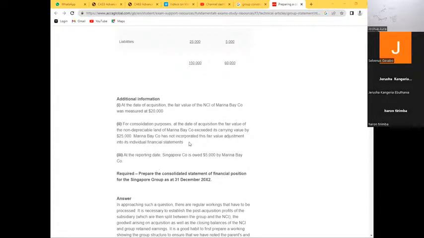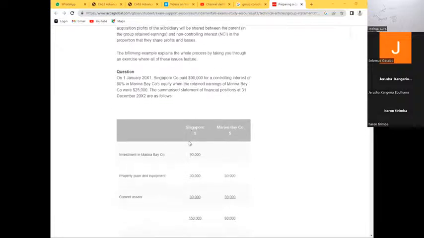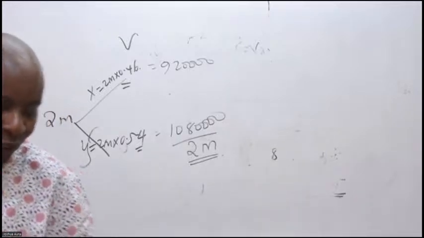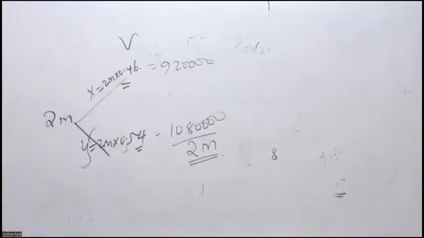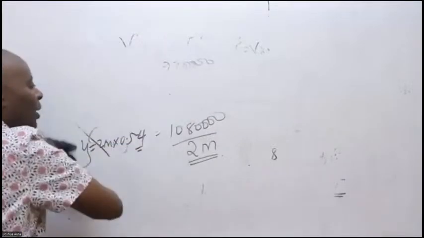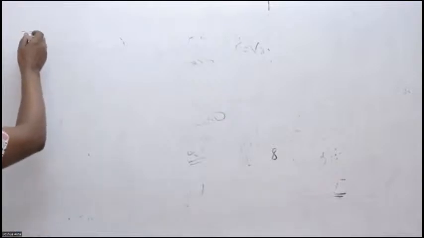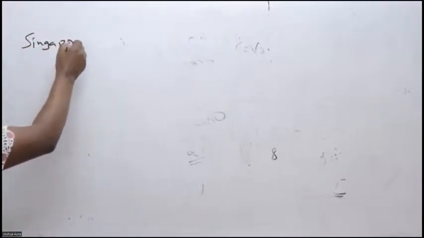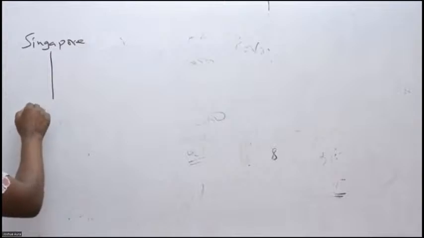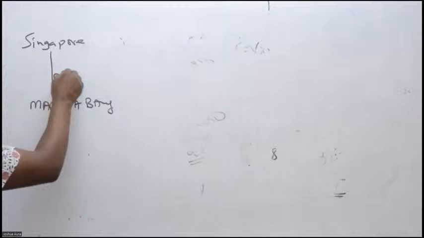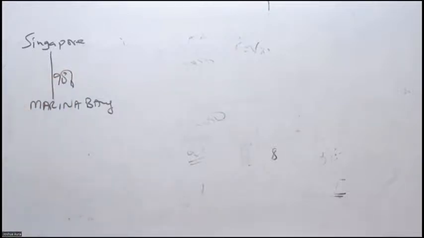If I'm given this kind of question, if it's a group question, where do I start from? Ladies and gentlemen, what I will do is come straight away and mark my group structure. I have a company called Singapore, which in this case has bought a company called Marina Bay, and they have bought 90% of the shares of Marina Bay.